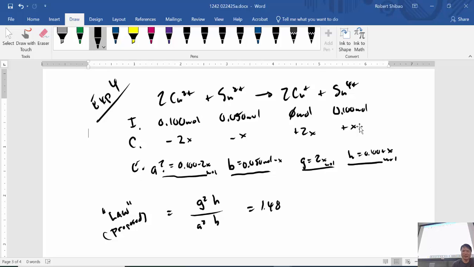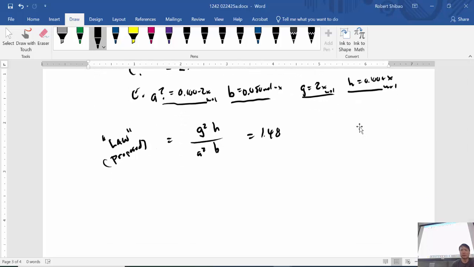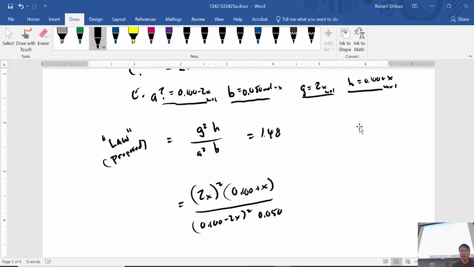All right, now I have way too many unknowns, so I've got to get rid of some unknowns by substitution. So I know what G is. G is 2x, and I'm going to square the whole thing. And then H is 0.100 plus x. And then A is 0.100 minus 2x, squared. And B is 0.050 minus x. I want the moles on the outside.